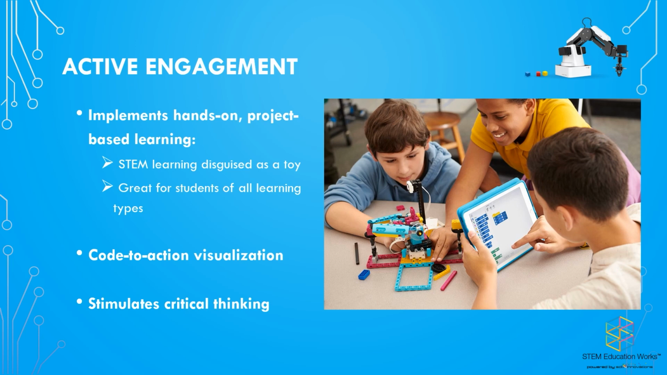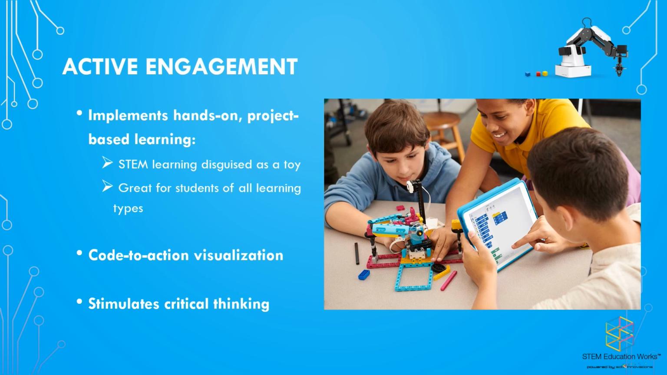One of the aspects of active engagement that I think is really helpful, brought to the table by using robots in the computer science classroom, is code to action visualization, understanding that these certain lines of code here result in certain behaviors in the robotic arm. And it also stimulates critical thinking.